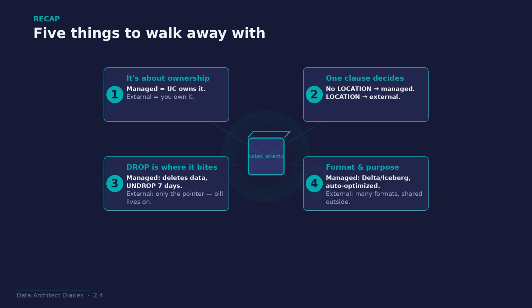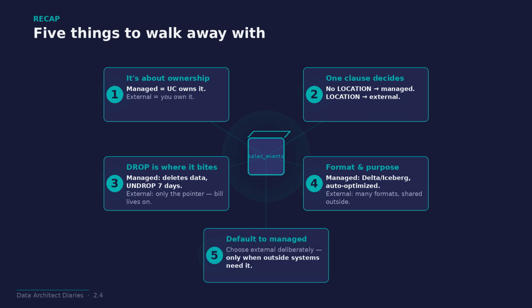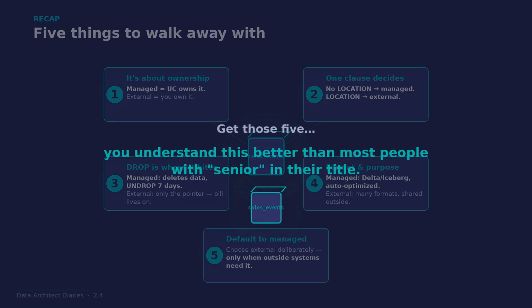The fourth one: managed tables are Delta or Iceberg and get automatic optimization. And external tables support many formats and are for data shared outside Databricks. The fifth one: default to managed. Choose external deliberately, only when something outside Databricks truly needs those files. So get those 5 and you understand this topic better than most people with senior in their title.